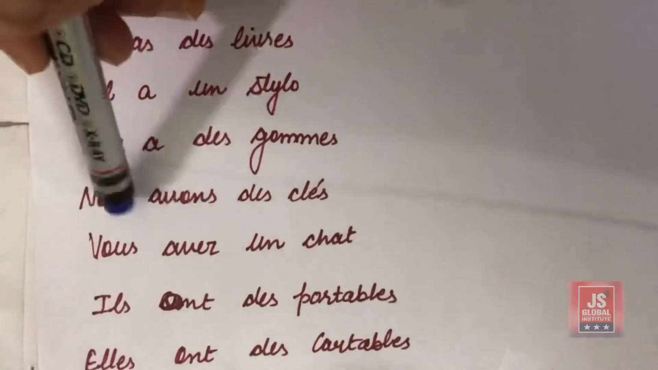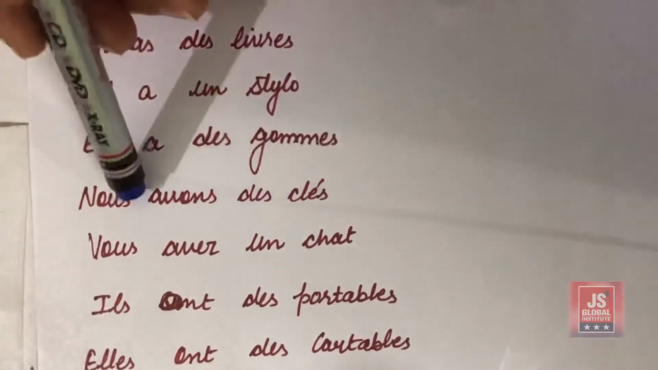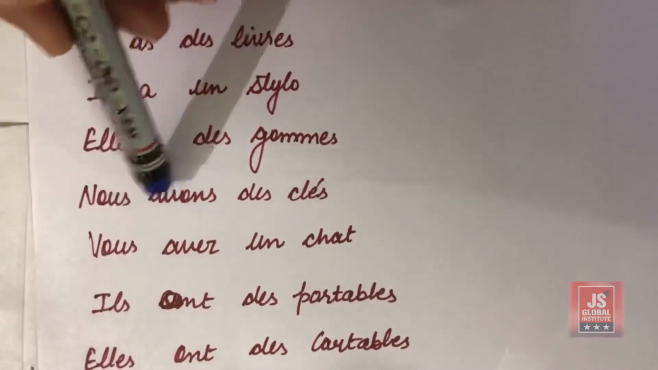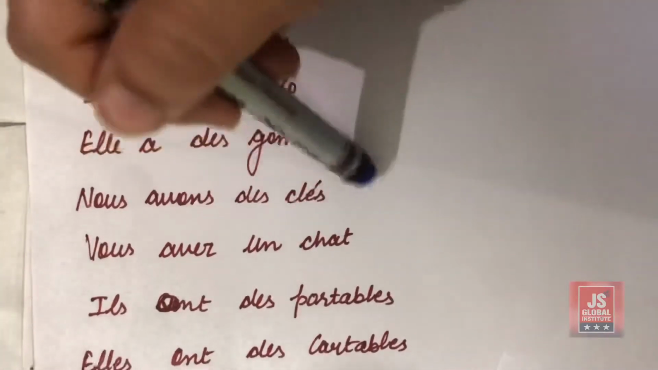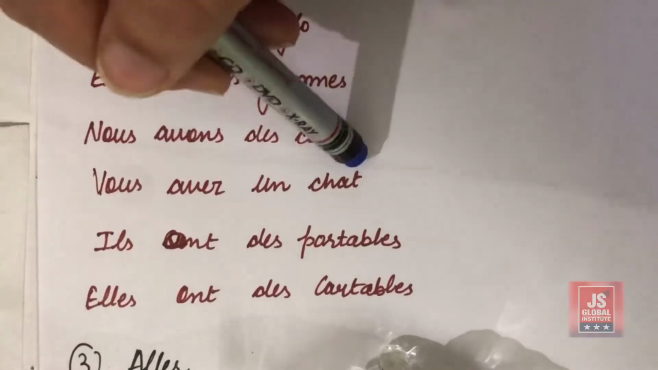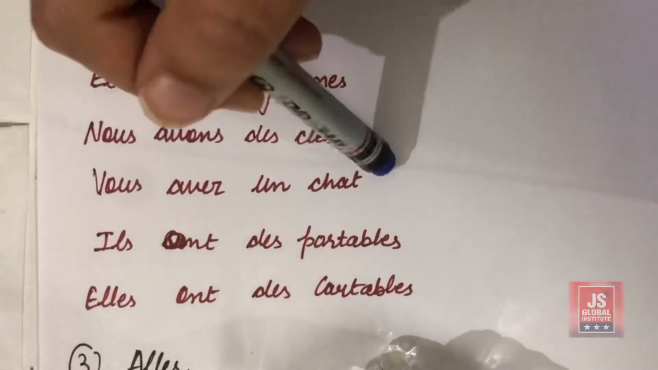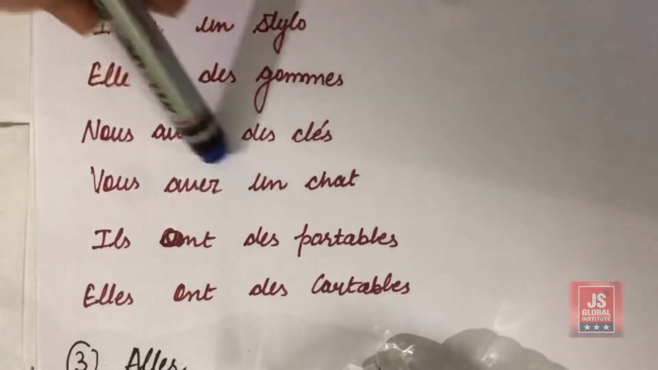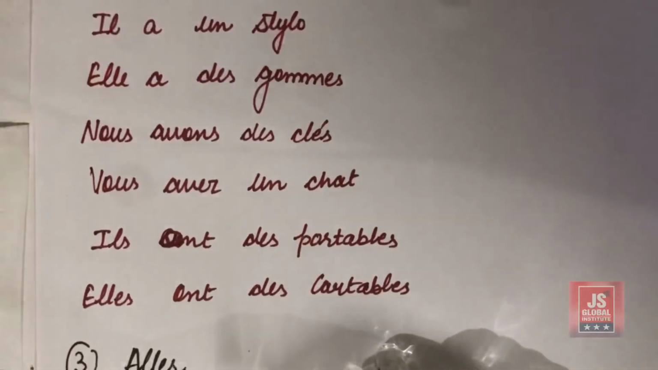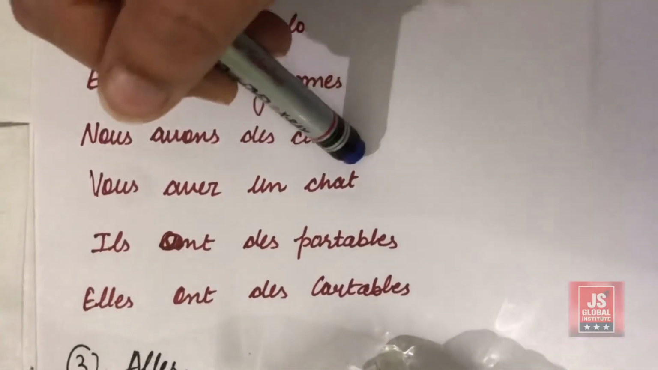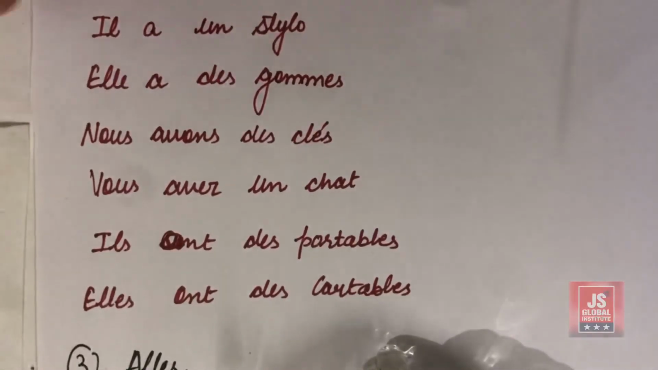Okay, nous avons des clés, that is we have the keys. So here nous is the subject, avons is the respective conjugation of the avoir, des clés is the object. Okay, next is vous avez un chat, that is you have a cat. So here vous is basically the subject, avez is the conjugation of the avoir verb, and un chat is the object, that is you have a cat. Okay, so here the word un means the possession.